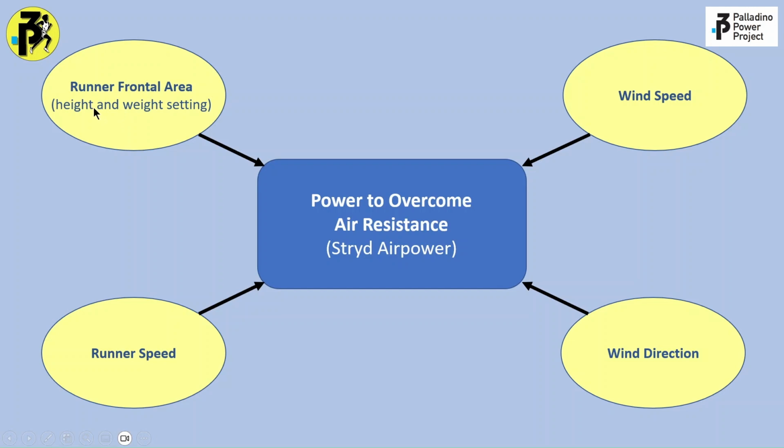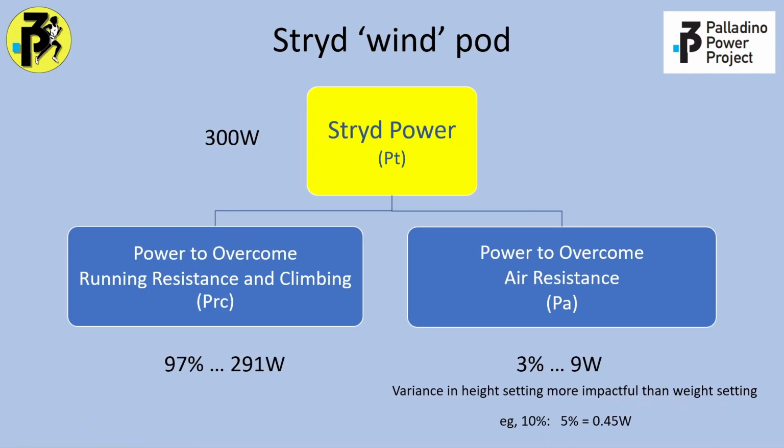That said, height has a far, far greater impact than weight setting. So with height, you want to be true to your height. Most adults are not changing their height that much. It's staying about the same. Weight may vary, but it's a very, very small impact to the reported power from air power. So let's get to an example of that.